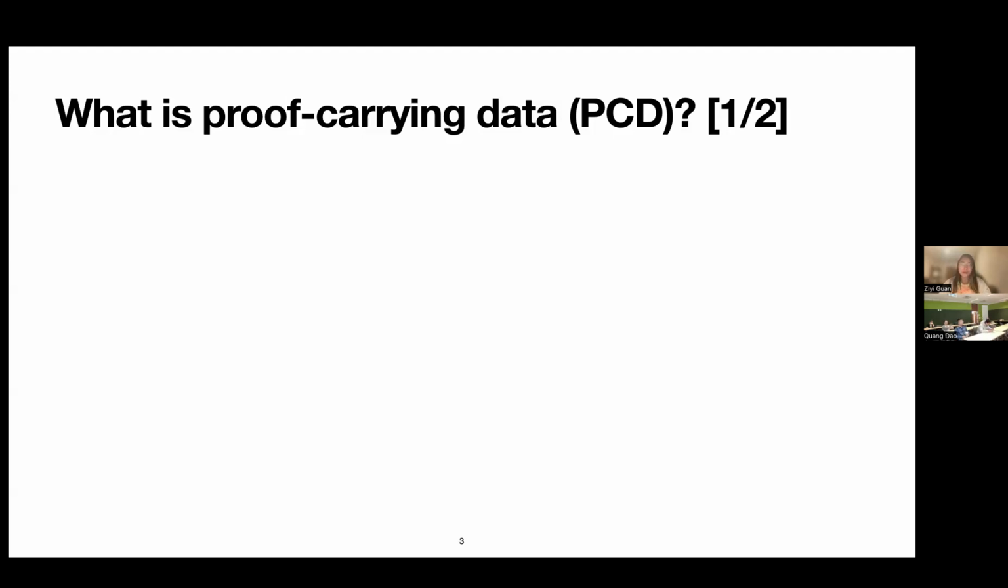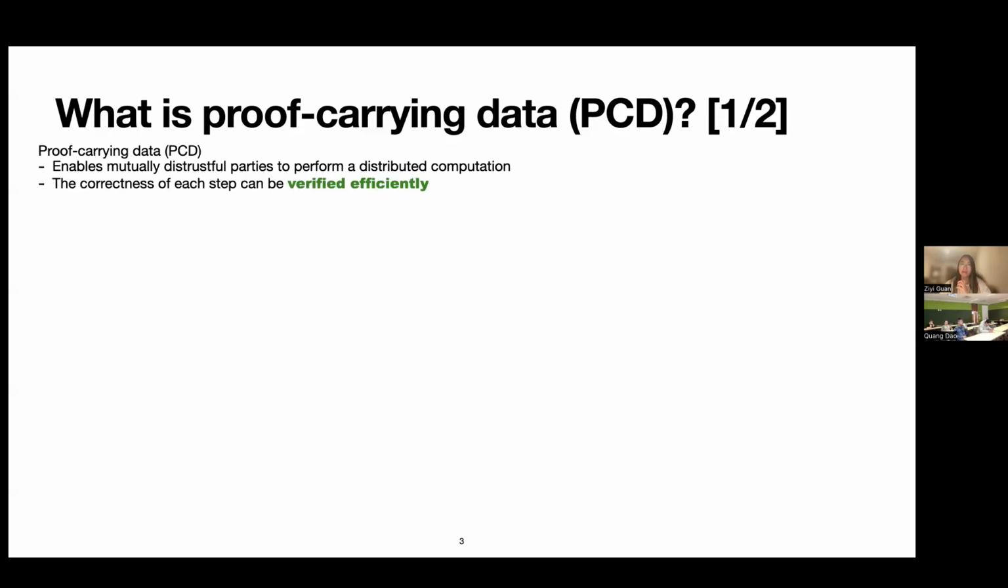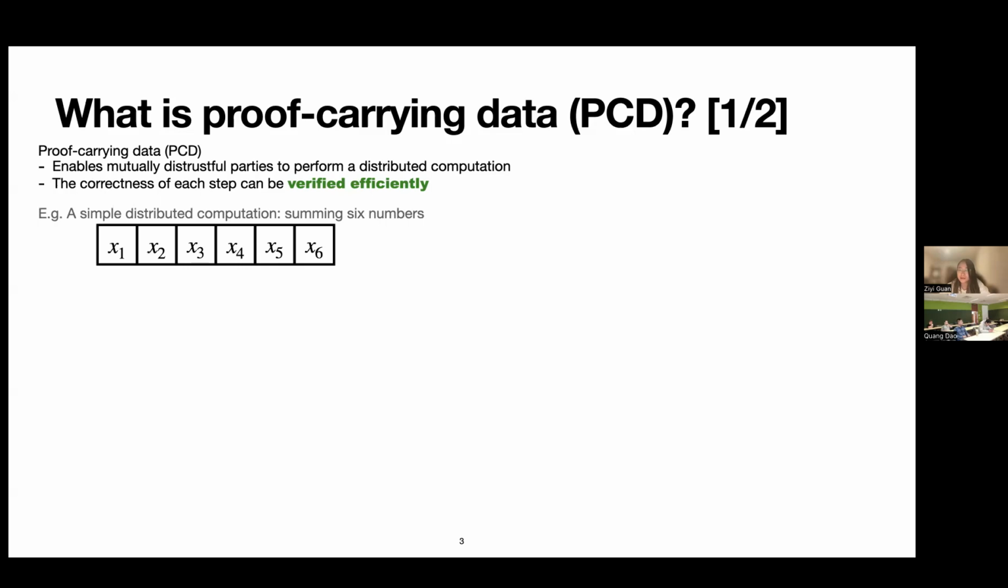So the first question, again, we ask, what is proof-carrying data? As I just mentioned, proof-carrying data enables distributed parties to perform a distributed computation. And moreover, we would want the correctness of each step of this distributed computation to be verified efficiently. So let's see a simple example of a distributed computation. It's really simple, just summing 6 numbers. And these are my 6 numbers. My goal is to sum them.